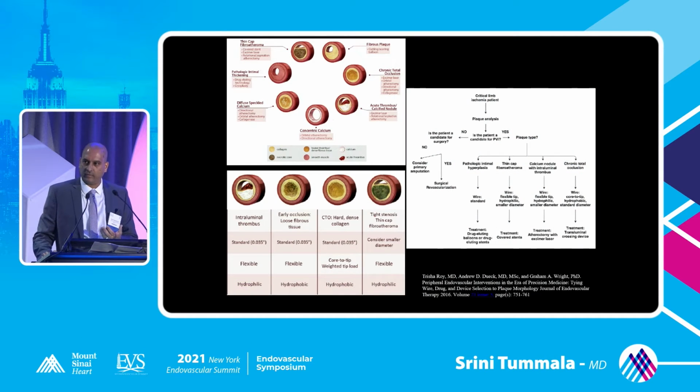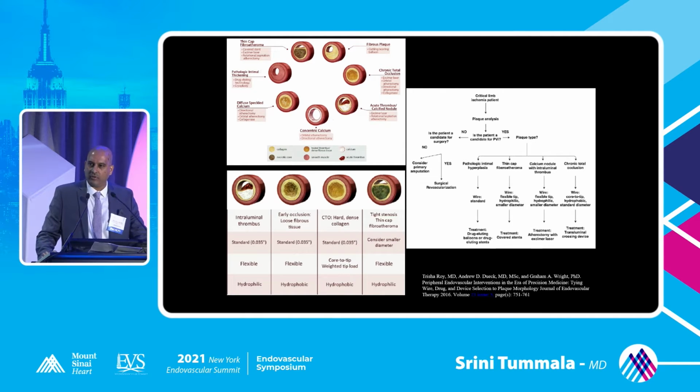So in terms of algorithms, there are many algorithms out there on how to cross an SFA CTO. This is one by Dr. Roy that was published in 2016, where her and her team and colleagues basically looked at plaque composition. And based on this plaque composition, they came up with an algorithm that determined that this is the type of access you should use, this is the type of guide wire I should use, and this is the type of therapy I should deliver. It was interesting that they came up with this, but again, we don't have hard, fast data on this type of stuff.